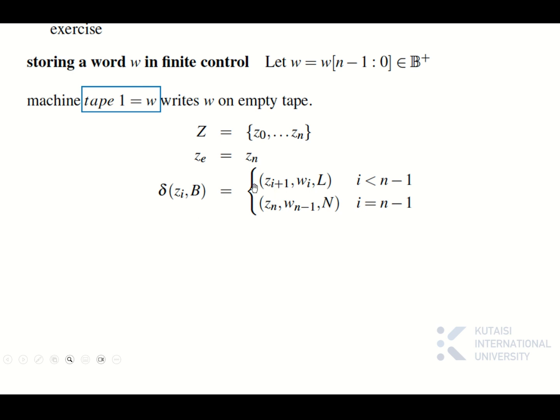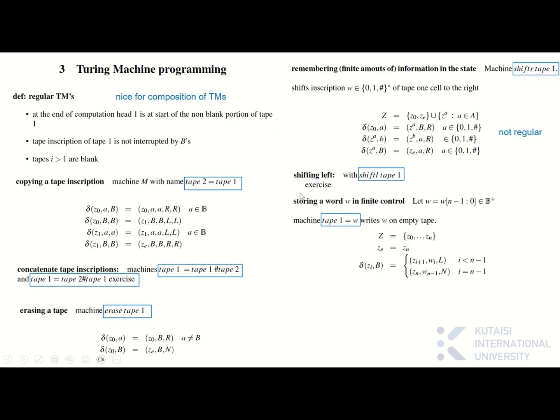It just prints, so each state now has the letter memorized. So state Zi prints Wi. And you have n many states, so Z0 prints W0, Z1 W1, Z2 W2. You print it all the way. You go from left to right, so you write your word from left to right in this case, and then you go to the end, and you stay neutral, and this is your end state. Okay, this just prints the word.